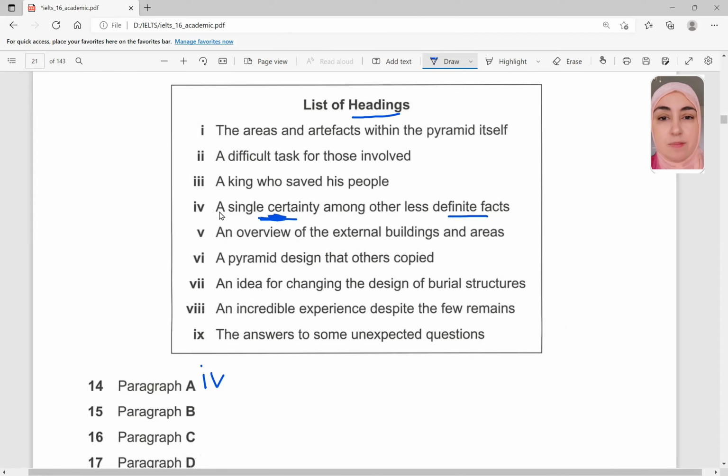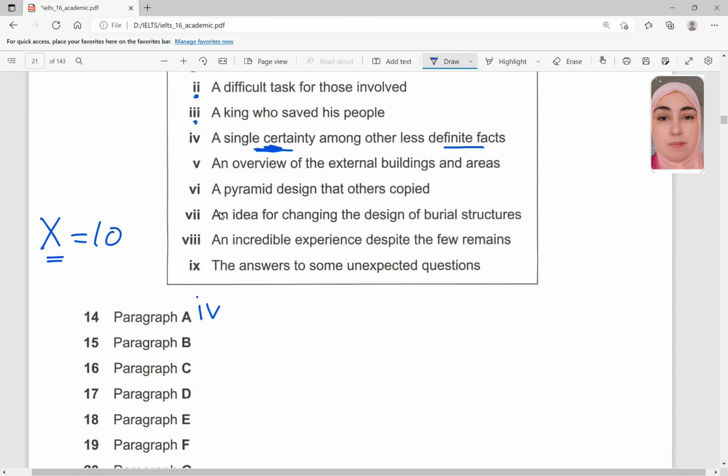Now remember to memorize these Roman numerals up until number 10. Number 10 is used, in Roman numerals, we use this X shape to refer to number 10. So I want you to memorize these words. Okay, so we're done with paragraph A.